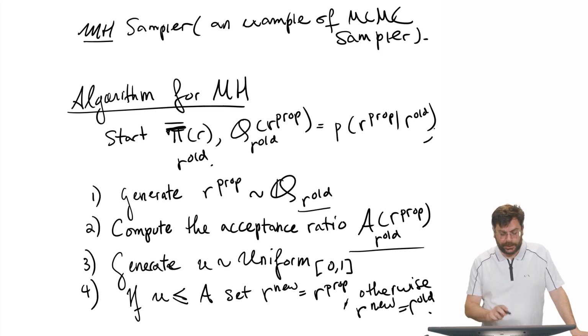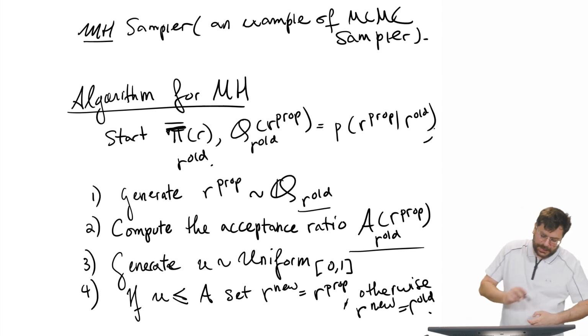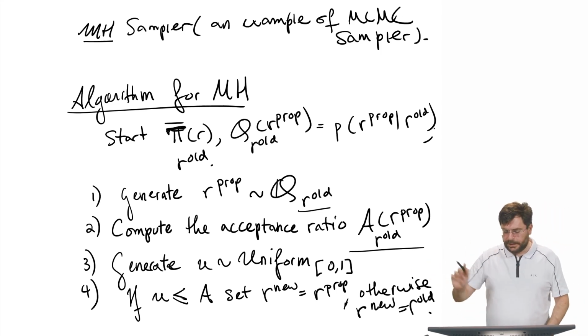So, just to re-summarize, you start off with a normalized or an unnormalized target, your proposal distribution, as well as a starting point. You generate your r proposed from your proposal distribution. You compute the acceptance ratio, and you also simultaneously generate a uniform random number. So if your acceptance ratio happens to be, let's say, 10, then your uniform random number will always be less than 10, so accept the move. If your acceptance ratio, for example, is 0.1, and by chance you happen to draw a uniform random number which is 0.05, then that's great, accept it again. But if your acceptance ratio is 0.1 and the uniform random number you draw is 0.5, then you have to reject, and r new becomes r old.